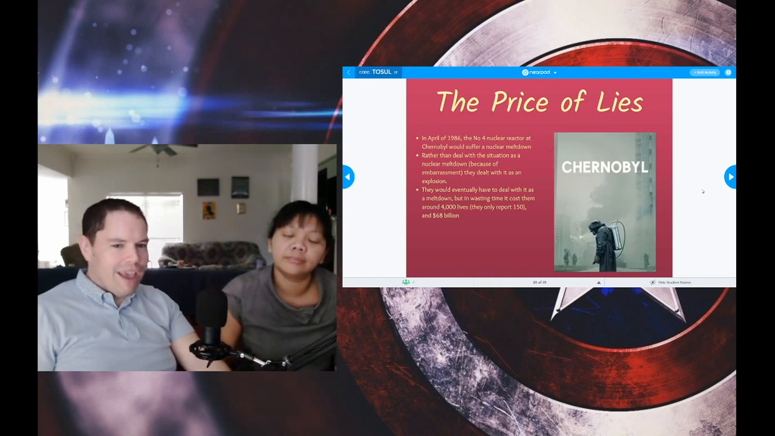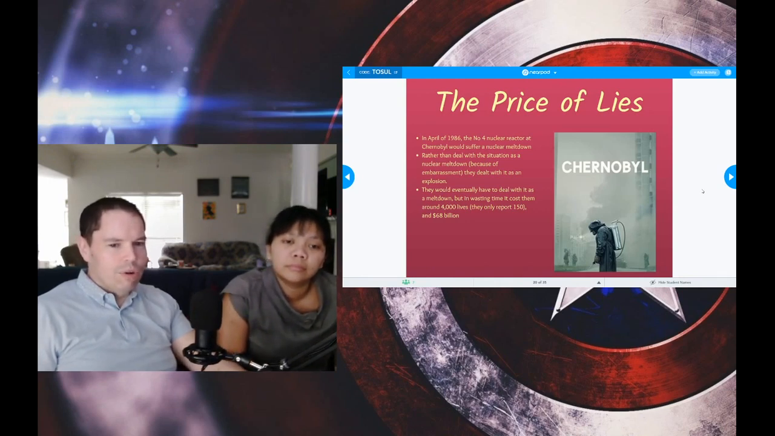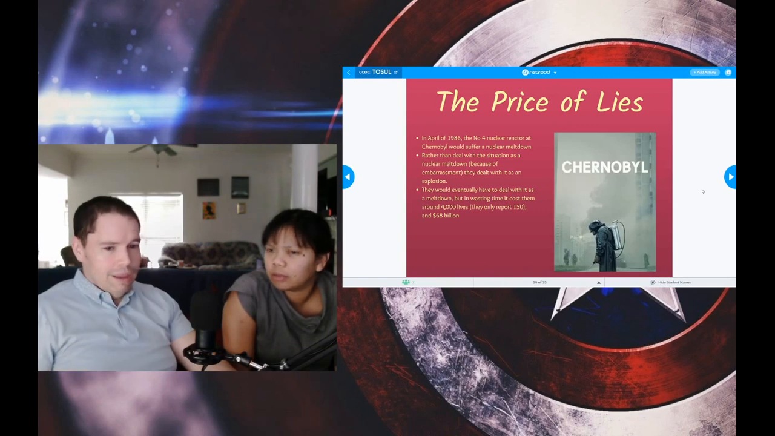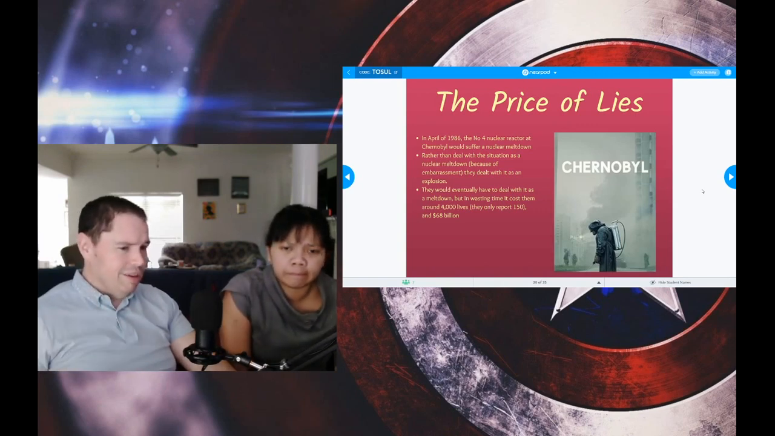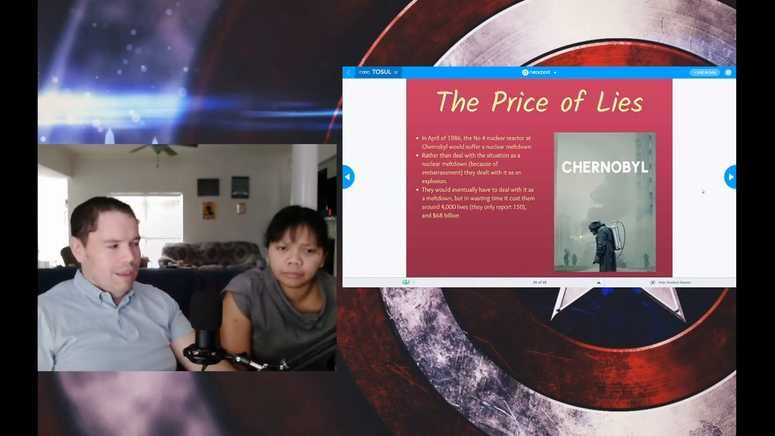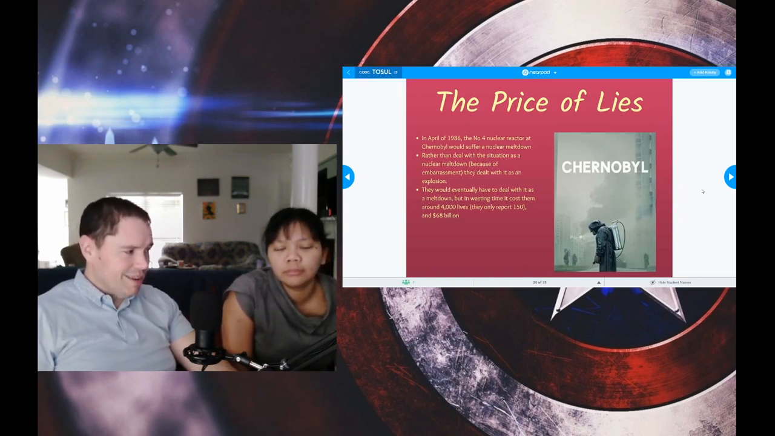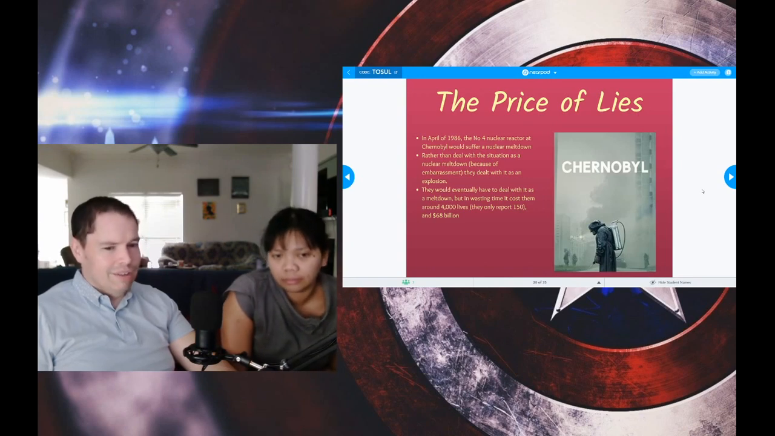Okay, so in April of 1986, the number 4 nuclear reactor at Chernobyl suffered a nuclear meltdown. Now, rather than deal with the situation as a nuclear meltdown because of embarrassment, they dealt with it as just a fuel leak explosion. Right? They put water on it. Yeah, they're pouring water on it thinking, oh, it's just a fire, it's no big deal. It was a nuclear meltdown. And because they were so slow in reacting to it, it becomes a giant disaster.